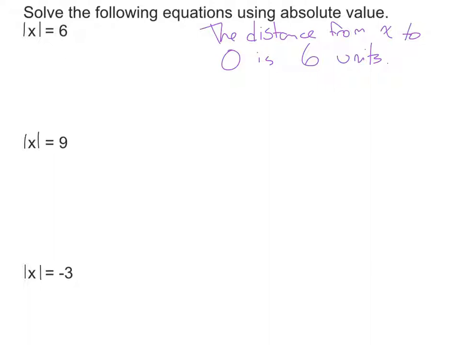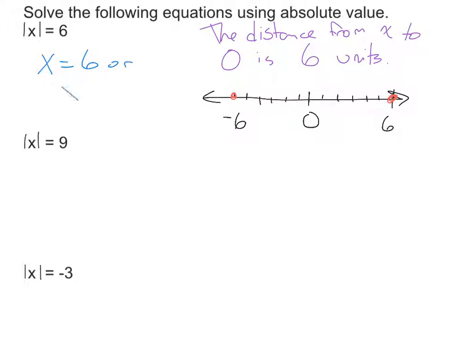So what does that tell me? If I draw my number line, I'll put 0 right here in the middle. I need numbers that are 6 units away from that. And I can walk over 1, 2, 3, 4, 5, 6. And there's a number that is 6 units away from 0. I can also walk over 1, 2, 3, 4, 5, 6 to the left. And there is a number 6 units away from 0. So x could possibly be two things. x could be either 6 or x could be negative 6.